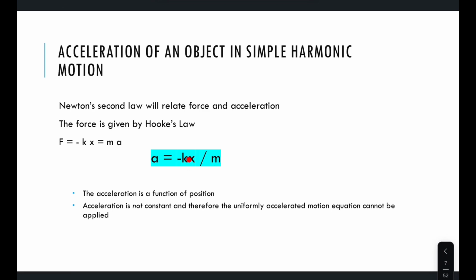So now we know that k is a constant. The mass is also a constant. The one that keeps on changing is actually x, the position of the object. Therefore, a depends on x. So we can conclude that the acceleration is a function of position. It means that a will vary according to x, or position. In this case, the acceleration is not a constant value, not a uniform value, not an average. Therefore the uniformly accelerated motion equations cannot be applied. The kinematics equations from before cannot be used in this simple harmonic motion situation.